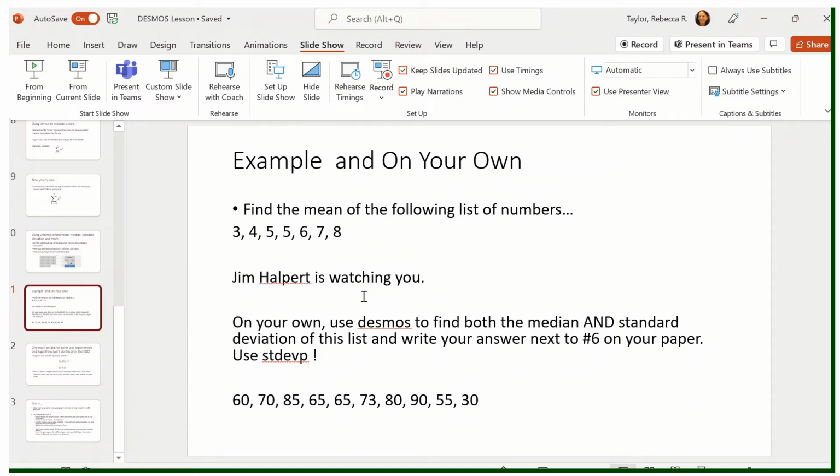On your own, use Desmos to find both the median and the standard deviation of this list and write your answer next to number 6 on your paper. And I'm asking you to use that standard deviation P for population.